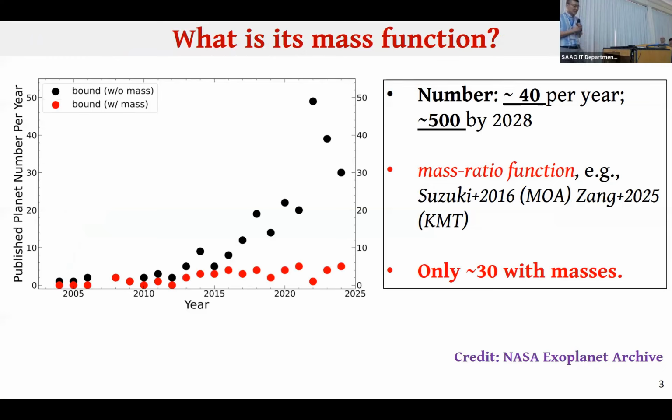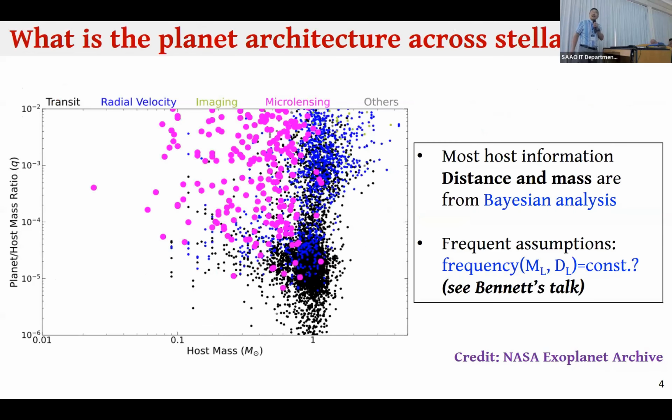You can see the red dots, the rate is not increasing as a function of year. And this will be very challenging in the near future. This has really made some of our key science goals difficult to implement. For example, this plot shows the planet host mass ratio as a function of host mass. The microlensing surveys are really discovering these low mass host stars, which are not accessible to other methods.